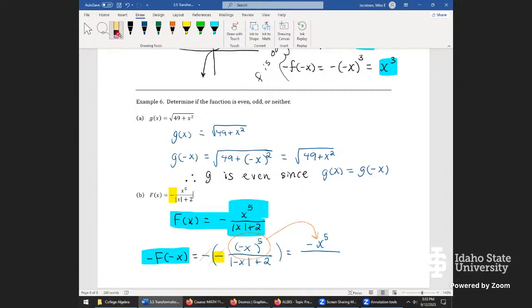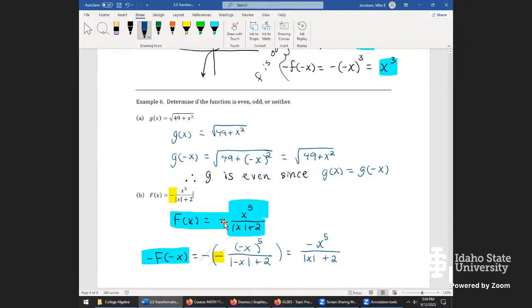Okay, awesome. Then down below, not as bad. When we take the absolute value of negative x, that just becomes the absolute value of x itself. The negative sign gets wiped out. We get a plus 2. And let's check this out. When we did negative of f of negative x, we get negative x to the power 5 divided by absolute value of x plus 2. We have the same thing right here.